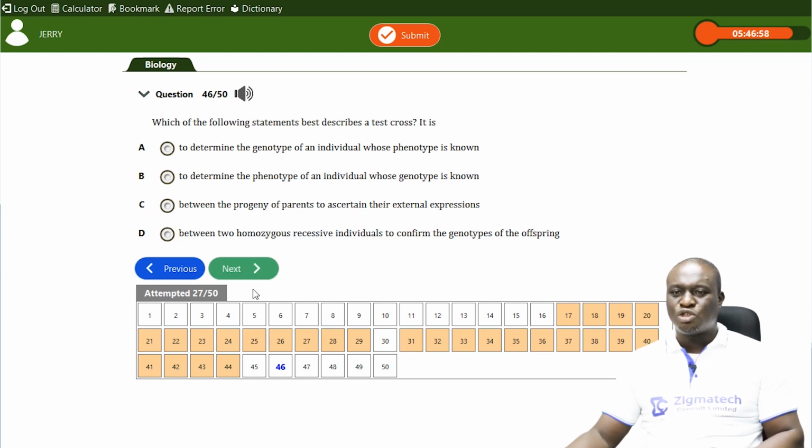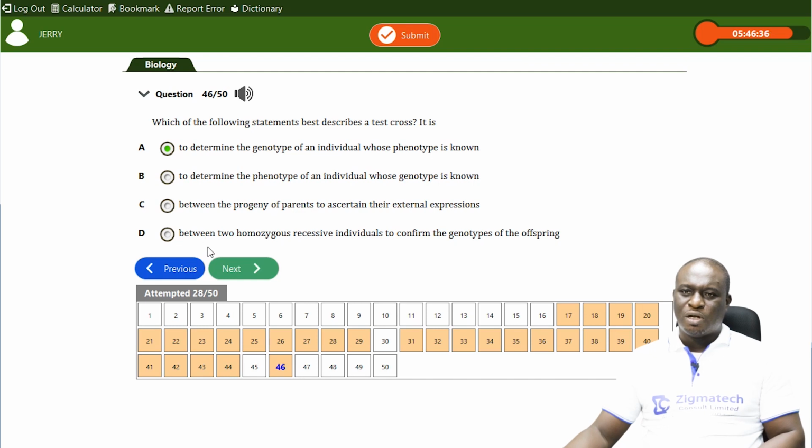It is between two homozygous recessive plants to confirm the genotype of the offspring. Which of the following statements best describes a test cross? The correct answer here is option A.